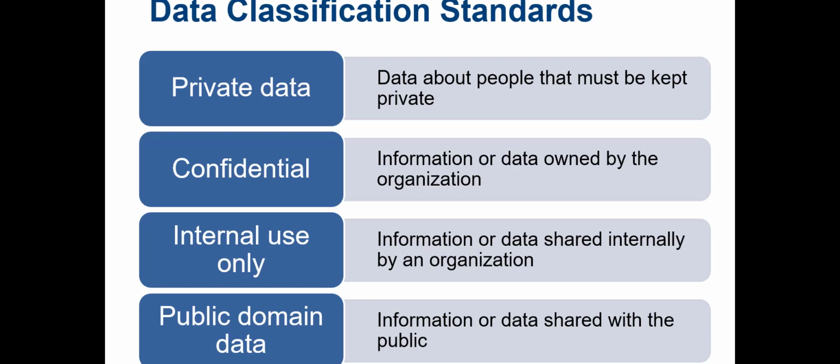We have private data. This is data about people that must be private. Organizations must use proper security controls to be in compliance. Next is confidential. Information or data owned by the organization is confidential information. Intellectual property, customer lists, pricing information, and patents are examples of confidential data. Internal use only. This is information or data shared internally by an organization. Although confidential information or data may not be included, communications are not intended to leave the organization. And finally, public domain data. This is information or data shared with the public, such as website content, white papers, and things like that.